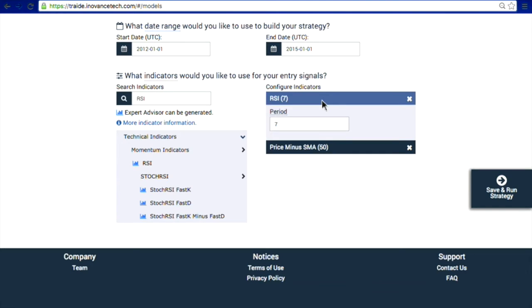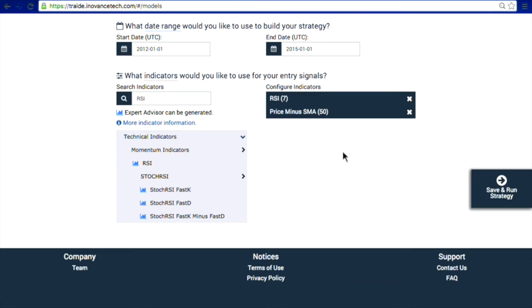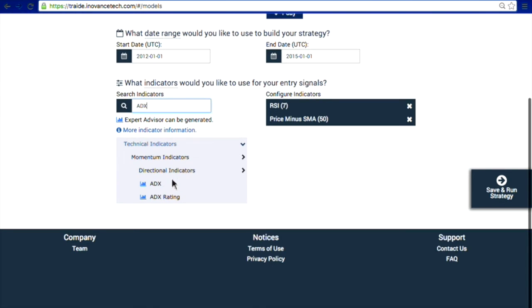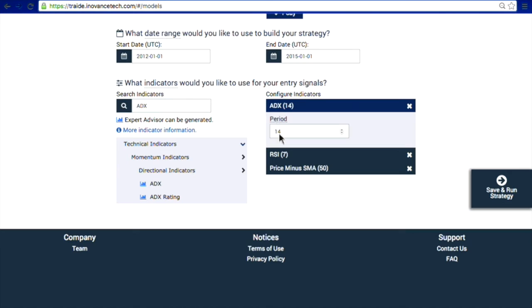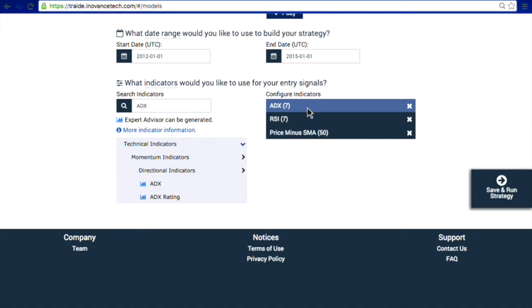And once again, this was after a lot of iterations, testing a lot of different indicators and periods, but you can see pretty quickly with TRAIDE whether a strategy or a certain indicator is going to work out well. And finally, let's use another common indicator, the average directional index. So this will give us a measure of this trend.